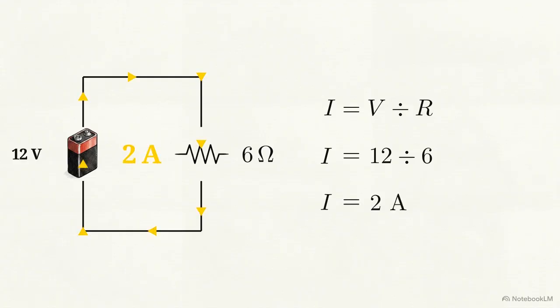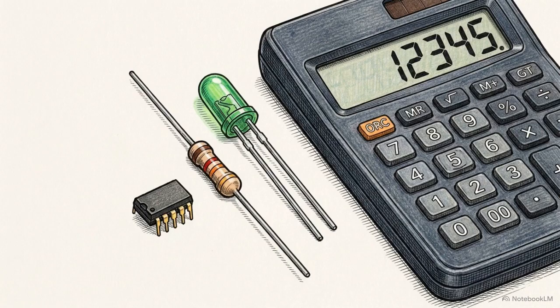Knowing that exact number is practical. If a circuit allows too much current to flow through a specific component, it will overheat and fail. Calculating this exact current beforehand prevents damaged parts and dangerous failures.